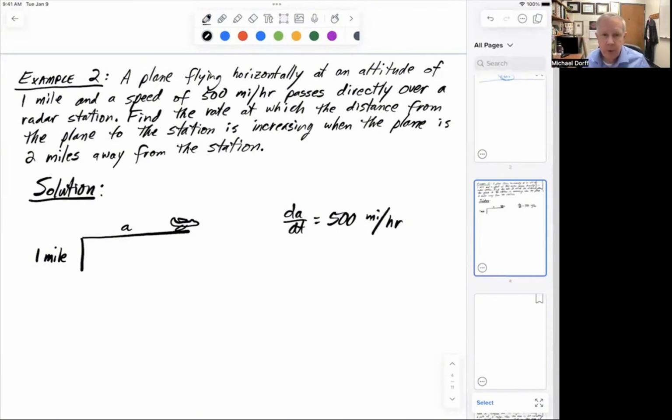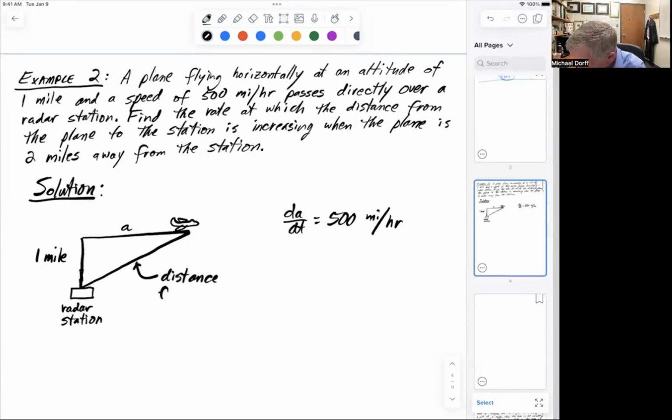All right, then we're supposed to find the distance from the plane to the station. So let's draw the station in here. The station is going to be right here. I don't know how to draw a radar station, so we'll just put a box there and call it the radar station. And we're supposed to find how the distance from the plane to the station is increasing. So where is that distance? Well, that distance is this diagonal line here. So that's the distance from plane to the radar station. And let's call that C.